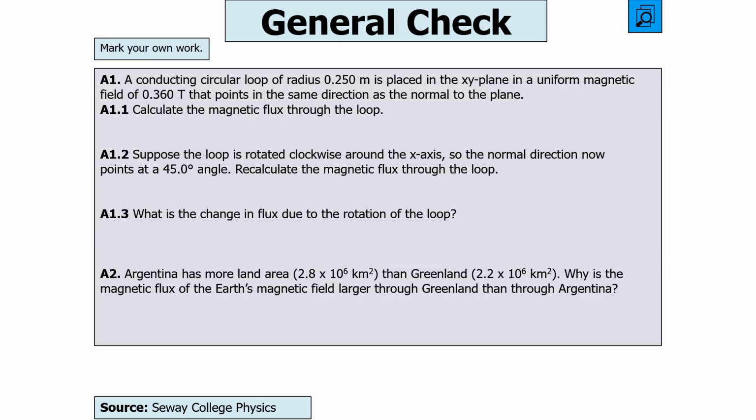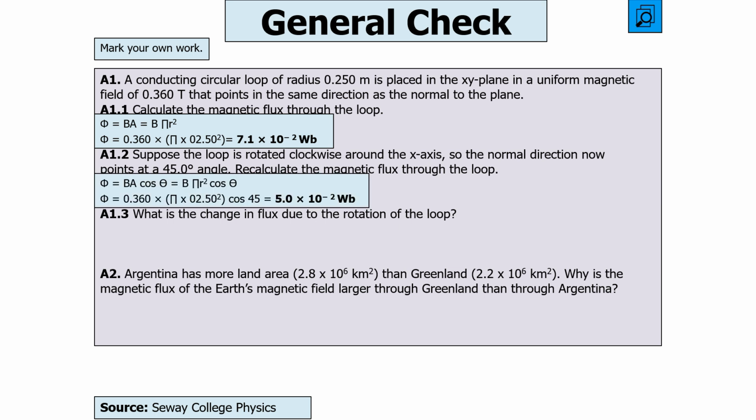Right, so to calculate magnetic flux, you've got to remember that it equals BA, the magnetic flux density times the area. Now, because it's a circular loop, we know that the area is pi r squared, so we pop in all our values, work it through, and we get our answer to be 7.1 times 10 to the minus 2 Webers.